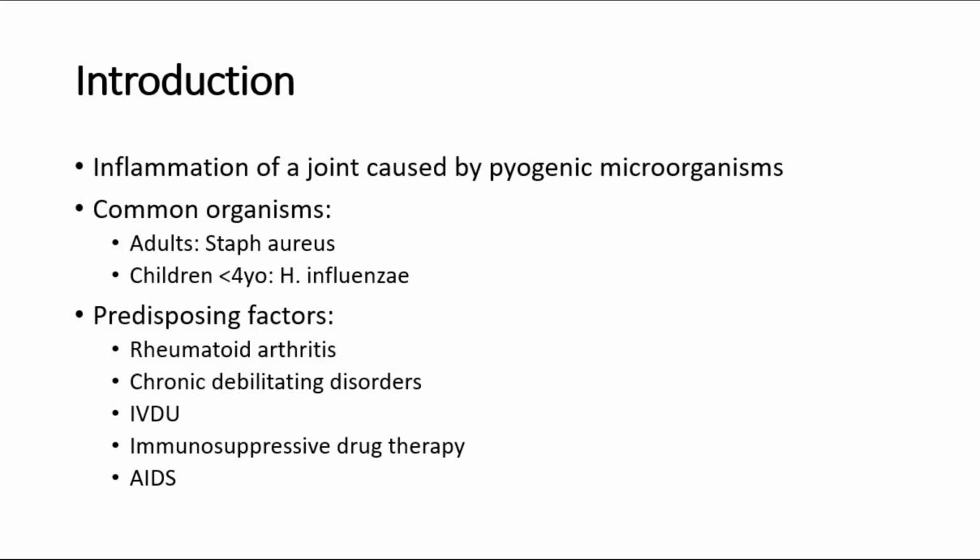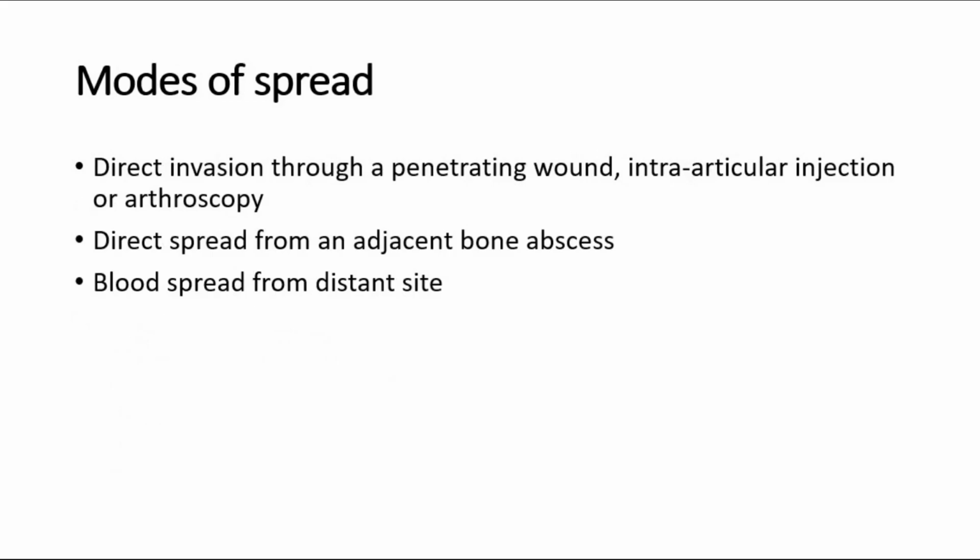There are some predisposing factors for acute suppurative arthritis, which are people who have rheumatoid arthritis, chronic debilitating disorders, IV drug abusers, immunosuppressive drug therapies, and also people with AIDS, as they are immunocompromised. The modes of spread can be due to direct invasion through a penetrating wound or through an intra-articular injection or arthroscopy, direct spread from an adjacent bone abscess, or even blood spread from a distant site of infection.